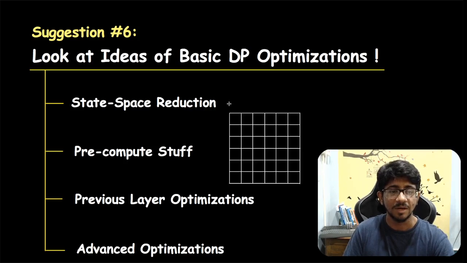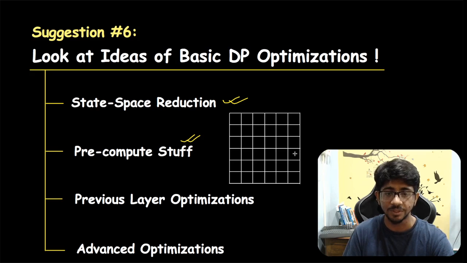Most probably you have ideas like state space reduction, where one of the states can be dropped by relation with the other things, right? There are ideas with pre-computing stuff, where you can pre-compute based on whatever is given in the input and save something that will help you to compute the DP, right?